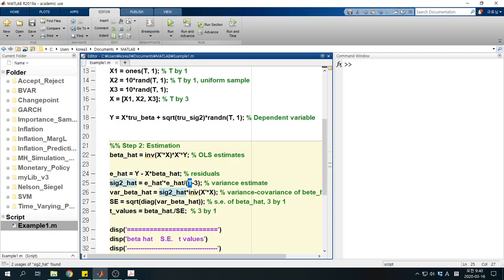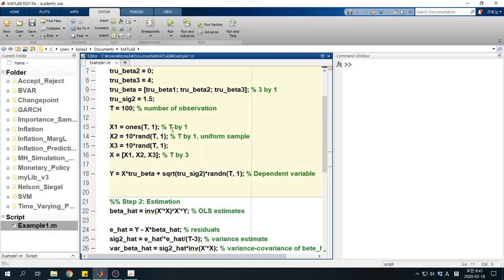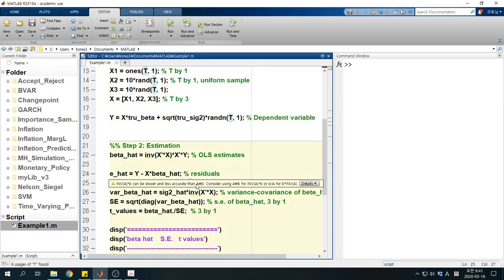And where is capital T? How do you know capital T? Capital T is the number of observations, right? Number of observations, and this is given here. And 3 is the number of independent variables. How do you know the number of independent variables? You can count the columns of X, right? We have 3 columns in X, so that's why this is 3.